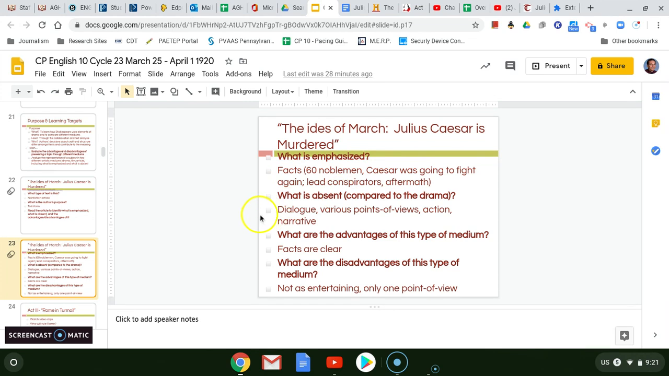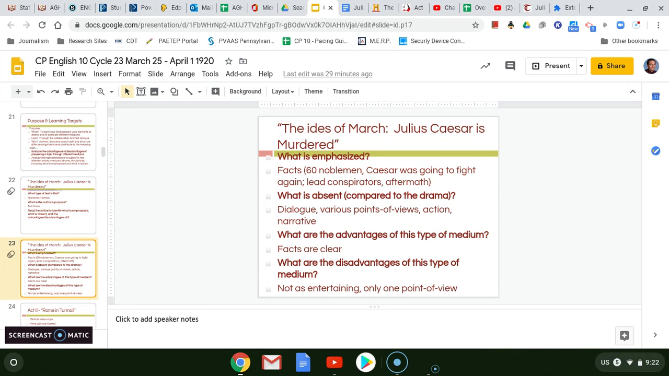Now, what is absent compared to the drama? Well, there's no dialogue, right? The history.com article has no dialogue. You don't get various points of view. You don't get to see or imagine different characters and how they would have acted, okay? You don't see any action. Things might be described, but it doesn't play off in a narrative form like the dramatic script.